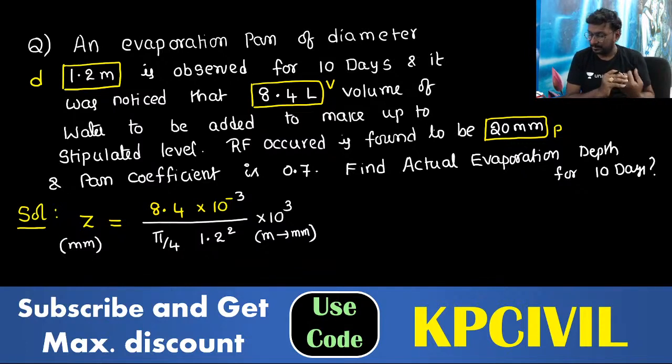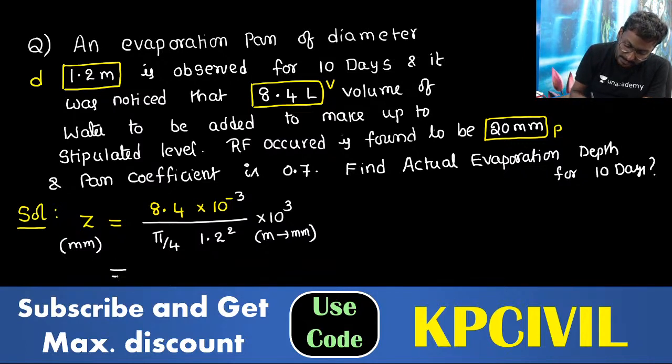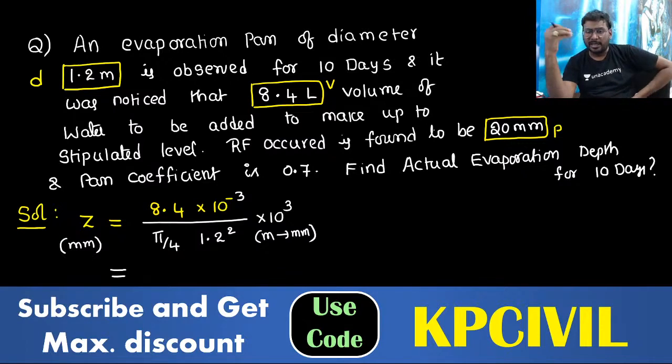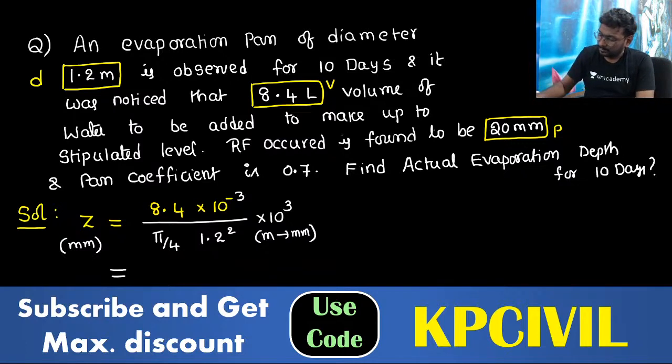What is Z value? One of you tell me what is Z value. If we get a Z value, then we'll get EP, then you will get EA. Z is equal to 8.4 into 10 power minus 3 by pi by 4 into 1.2 square into 1000. What is Z value?